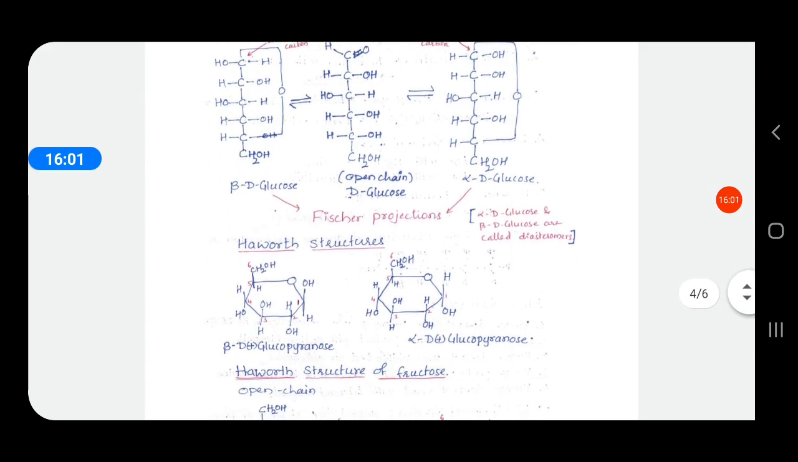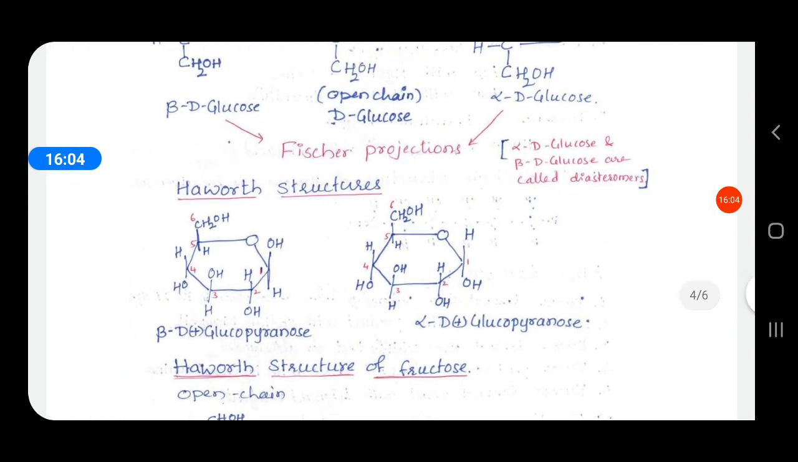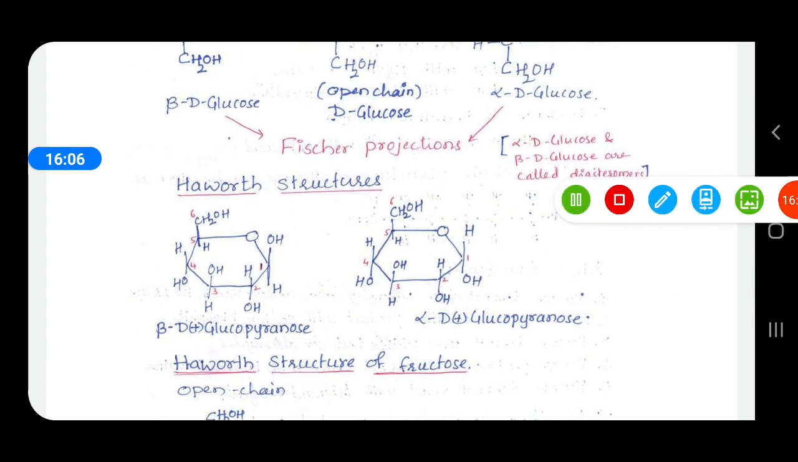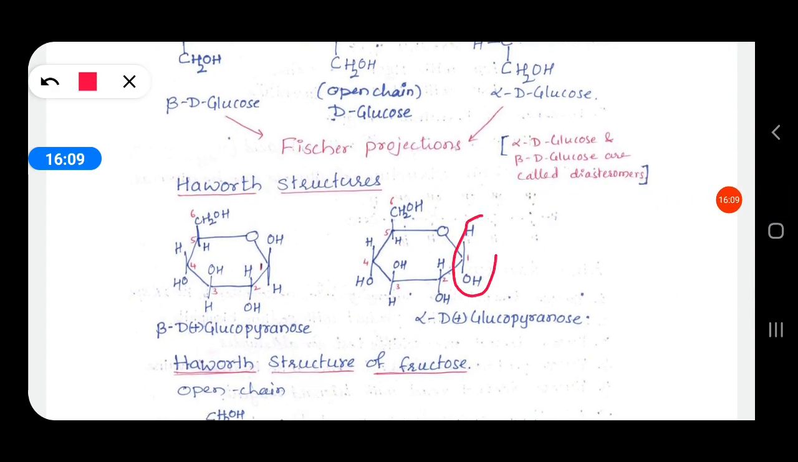And here in the alpha form, the only change is this OH group, so the OH group is below the ring. So we can see the structure of alpha and beta glucopyranose, where both differ only at this anomeric carbon. In the anomeric carbon, that is the first carbon, if the OH group is above the ring, then it is the beta form. If the OH group is below, then it is the alpha form. The remaining carbon configuration is all the same. As it is a 6-membered ring with 1 oxygen, it is called a pyranose ring.